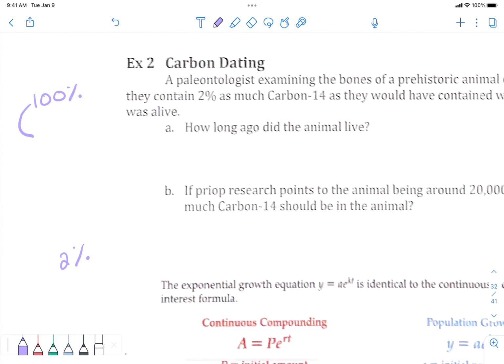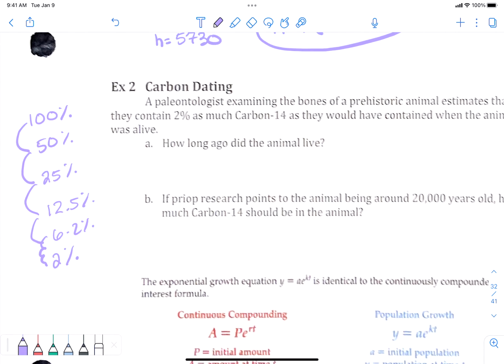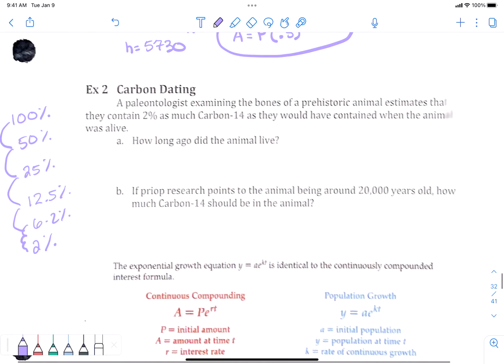When 100 splits in half, it is now 50%. When 50% splits in half, it's 25%. When 25 splits in half, it's 12.5%. When 12.5% splits in half, it's 6.25%. And then it keeps splitting and splitting until it gets down to 2%, right? So it's split in half quite a few times. How long ago did the animal live? It's been dead for lots of years, right? Each time it splits in half, it takes 5,730 years to do that. That's a lot of 5730 years that it's splitting in half by, okay?